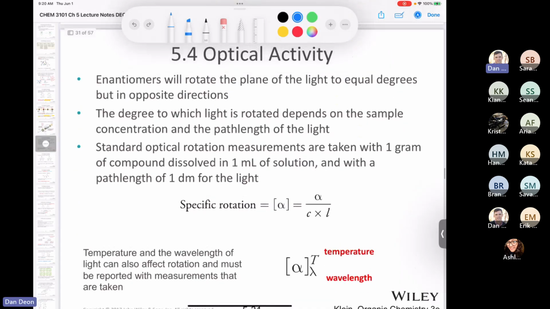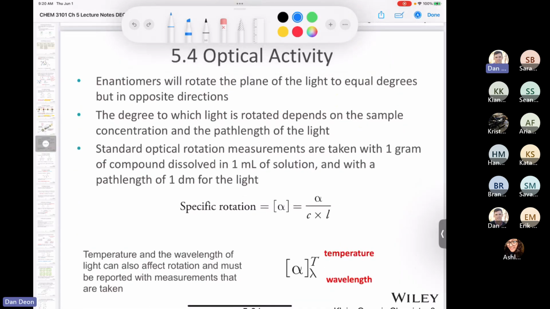So enantiomers, just follow along with me here. Let's go through every bullet point. First one, enantiomers are going to rotate plane polarized light in equal amounts, but in opposite directions. Let's say you have an R compound that rotates plane polarized light positive 15 degrees. The S compound is going to rotate it negative 15 degrees. So it's going to be equal in amount, but opposite in the direction.